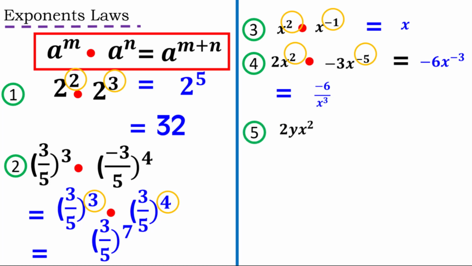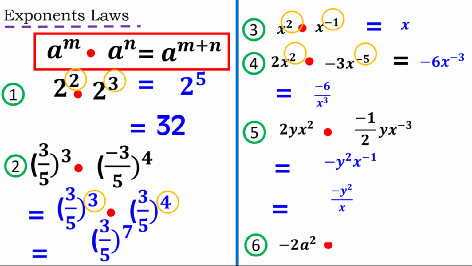Number 5, 2yx squared times negative 1/2 y x raised to the power negative 3. We will multiply the two coefficients. 2 times negative 1/2, it will be negative 1. Y times y equals y squared, and x squared times x raised to the power negative 3, it will be x raised to the power negative 1. We can move it down to be x raised to the power 1. So the product will be negative y squared over x.